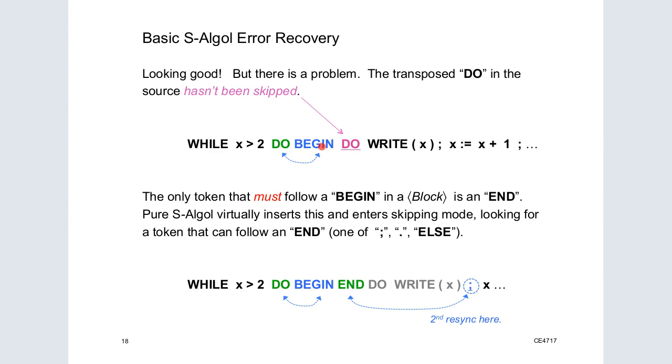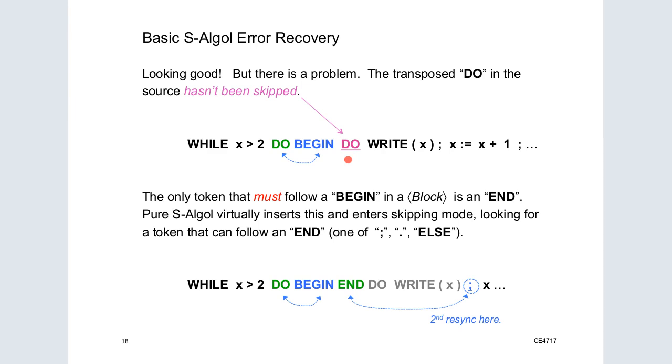But it hasn't. The reason it hasn't is we've virtually inserted this do, and then we've resynchronized on the begin, which is really nice. But unfortunately, the transposed do, which was in the input, hasn't been lost. It hasn't been skipped. It's still there. So what happens now is we see the do. We generate an error message at this point saying, I've got a do, but what did I expect at this point? Well, I've just inserted a begin, and the only thing that must follow a begin is an end.